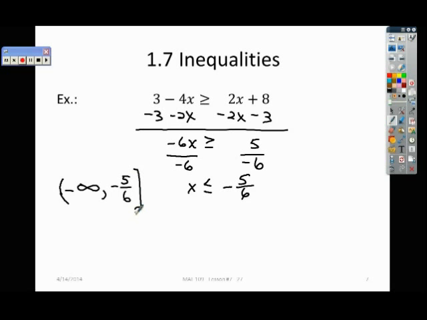Infinity is always parentheses. So we are looking at everything to the left of negative 5/6, but we want to include 5/6, therefore we have a bracket. So this is everything to the left, starting at negative infinity and coming up to that negative 5/6, and including the negative 5/6.